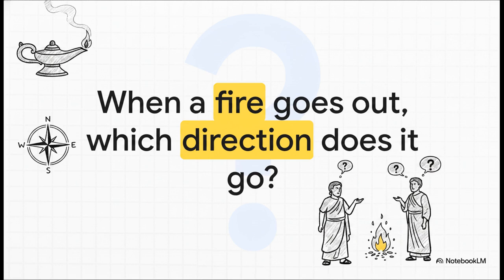A philosopher asked the Buddha what happens to an enlightened person after they die. Do they exist, or do they not exist? It's a classic trap. But the Buddha countered with a question of his own. He asked, when a fire goes out, which direction does it go? North, south, east, or west?